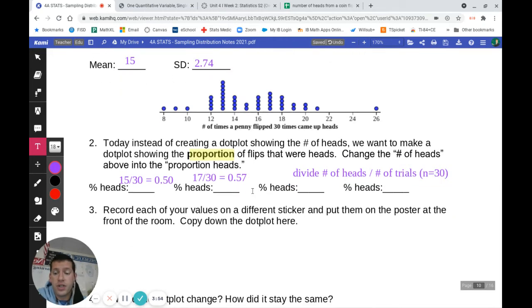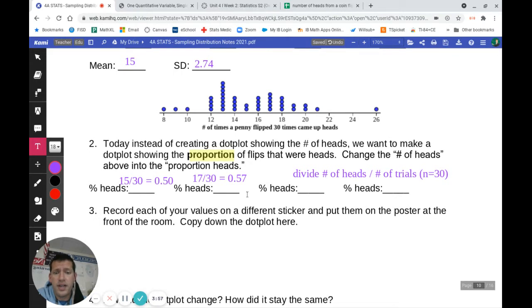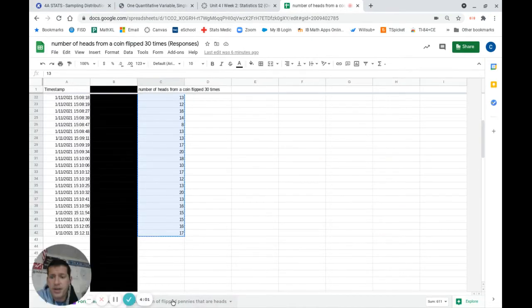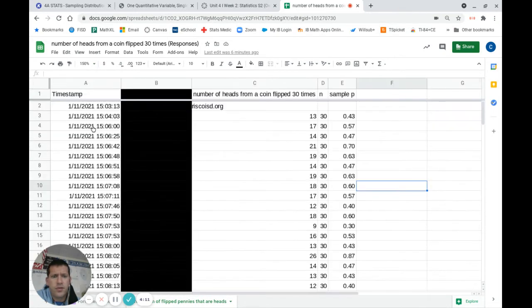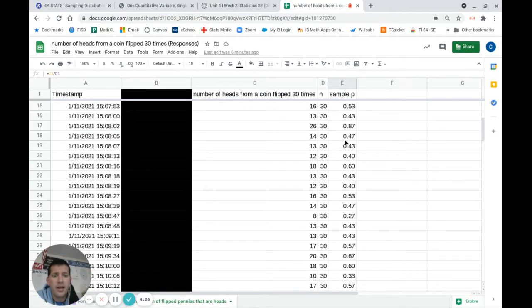So we're just going to go to our table of data and divide all our values by 30. On my spreadsheet, I made a second page here. I just duplicated my data over, and I said that my n was 30. To find the sample proportion, I took C3, which was how many times I flipped the coin and got heads out of 30, and divided that by 30. That gave me my proportion here, which I minimized to 2 decimal places.